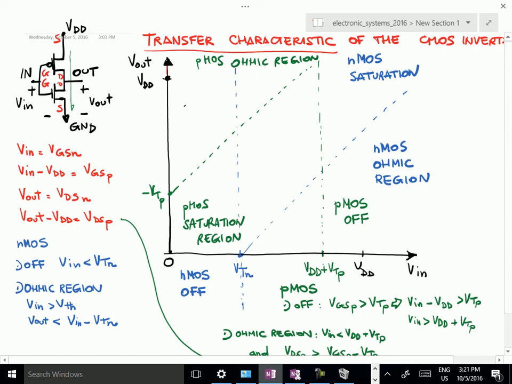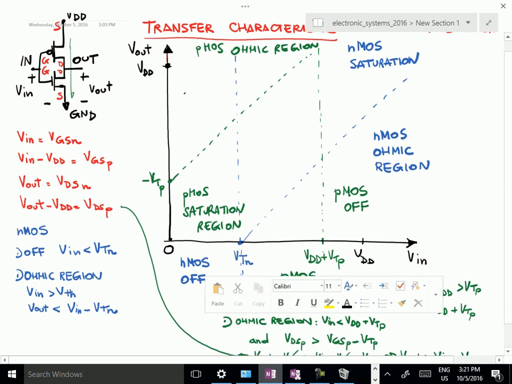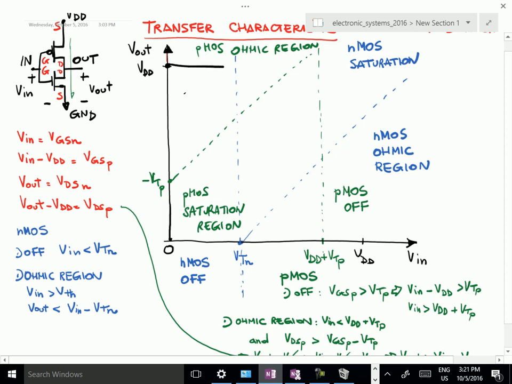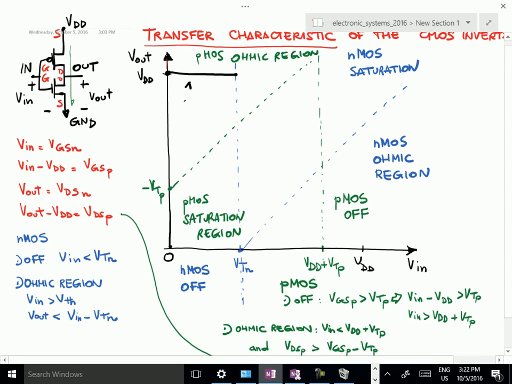Then from here, when we increase the input voltage, the NMOS remains in the off region, and therefore the output voltage remains at the voltage of the power supply. So we are in this situation up to this point, because I stop here because at this point we have a change in the operating condition of the NMOS.